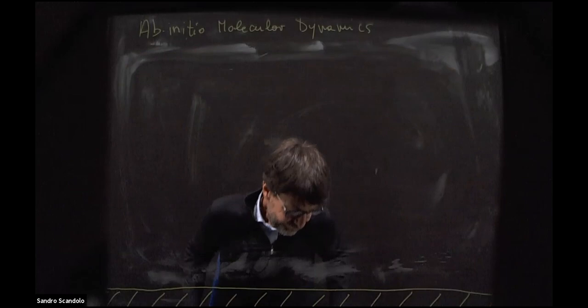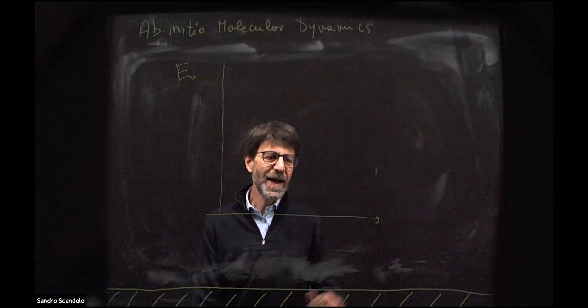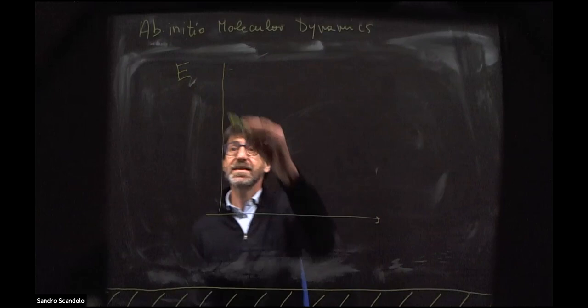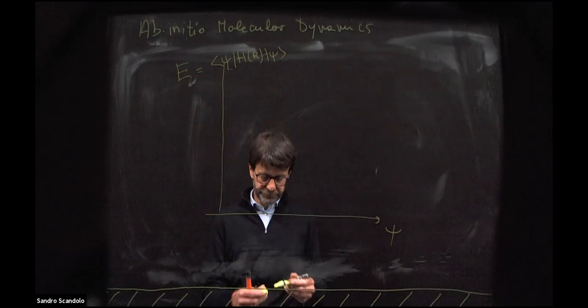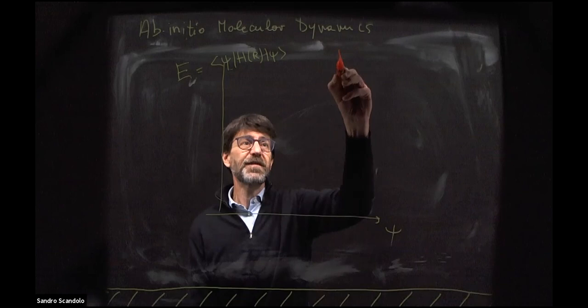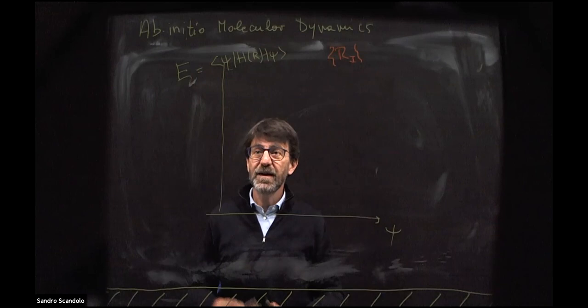This is now the ground state energy of my system, expressed as the expectation value of the Hamiltonian, psi H of r psi, as a function of psi. So what am I doing here? I'm fixing R_i, I'm fixing the configuration, and I'm simply imagining what happens to the energy, that is, to the expectation value of the Hamiltonian, if I vary the wave function, okay?